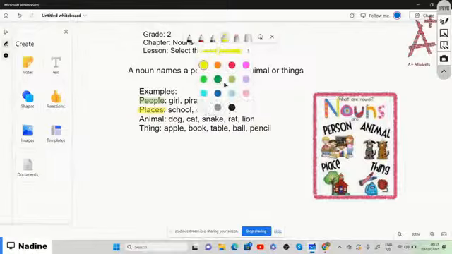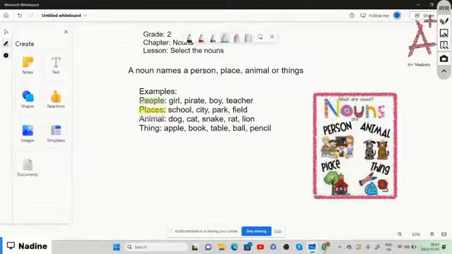Then we also have animals. We identify animals. Then we can say it is a dog, it is a cat, a snake is also an animal that you can identify. A rat is an animal that you can identify. A lion can also be an animal that you identify.